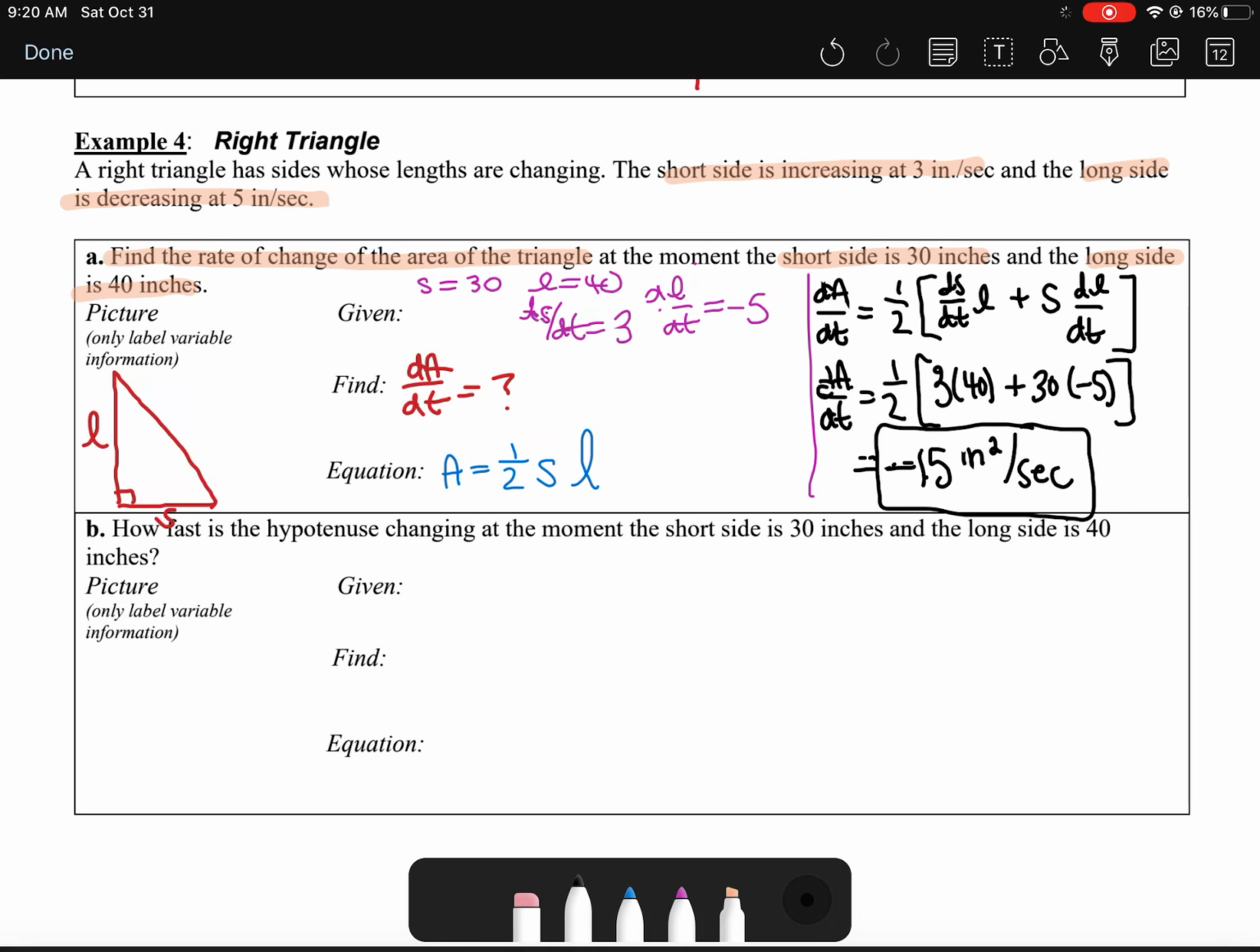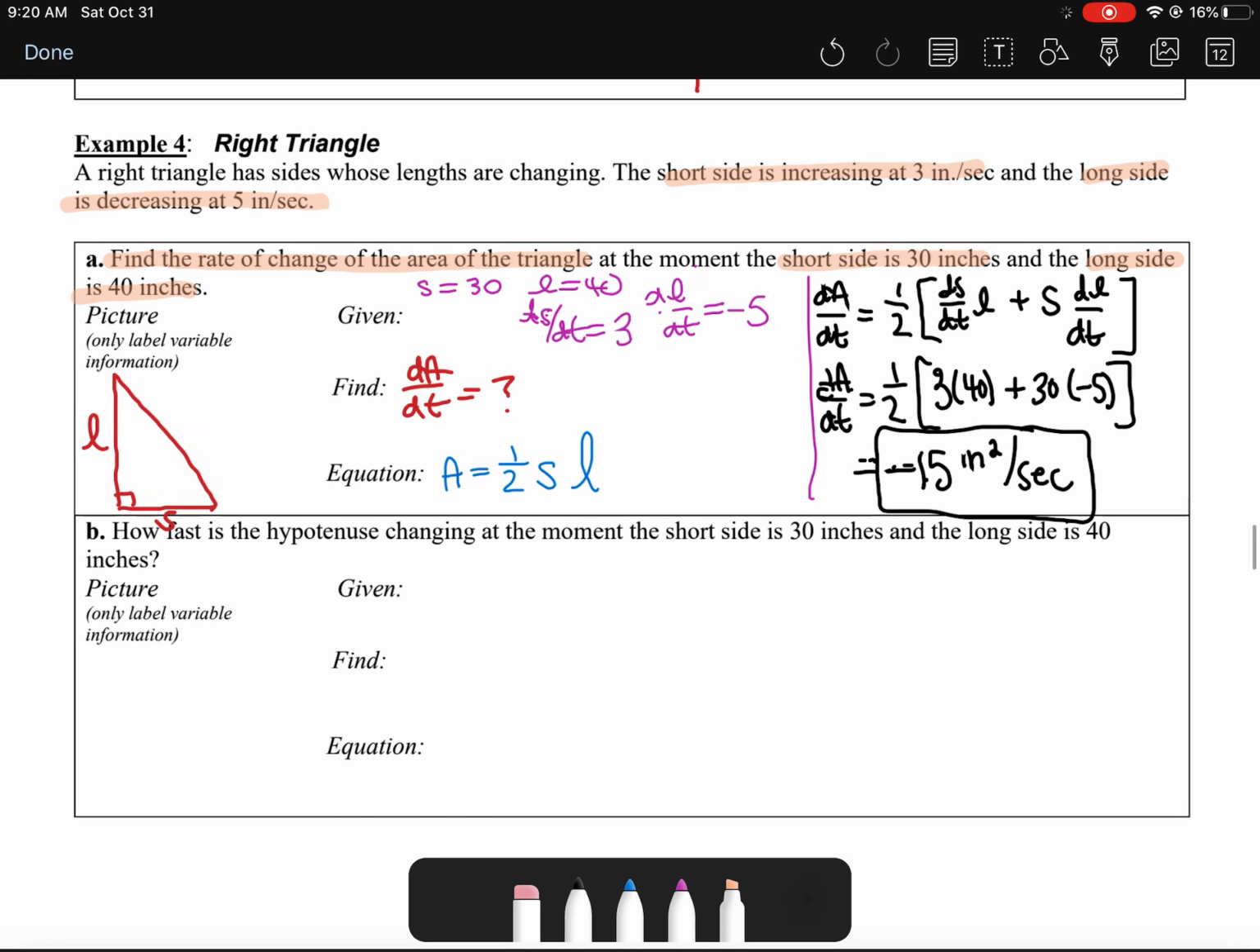Okay, let's go to the next one. So now they're saying, how fast is the hypotenuse changing at the moment the short side is 30 and the long is 40? Okay, well, so it's the same picture. We're still talking about a triangle, but now we've introduced the hypotenuse. So that's why I'm going to redraw it and just make sure I have my H here.